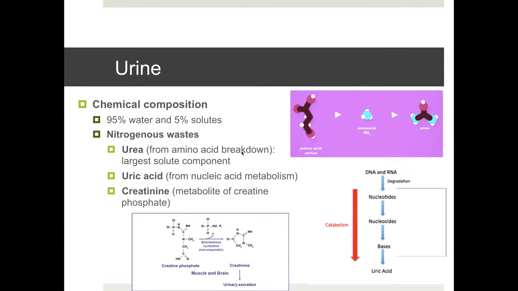That brings us to our urine and its chemical composition. 95% of it is water, and the other 5% is solutes. And of course, we want our waste products to end up in our urine to excrete them from our body. That includes urea, which we mentioned earlier, and that's a form of amino acids that are broken down. You can see in this schematic we have our amino acid serine that breaks down into ammonia, which breaks down into urea. And if you let this urea stand long enough, it reverts back to ammonia.